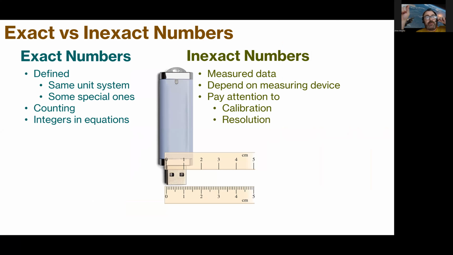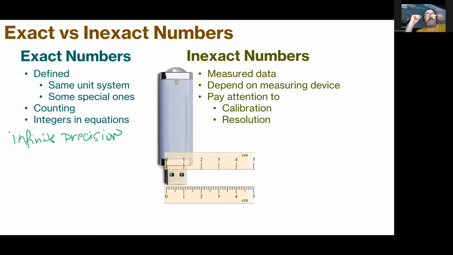Exact numbers are things that we say have infinite precision, just meaning that they are super precise. They're very well known, and they're exactly what we say they are. So these are things that are in the same unit system. These have been defined to be exact. There's a handful of special ones. We'll see some of those.